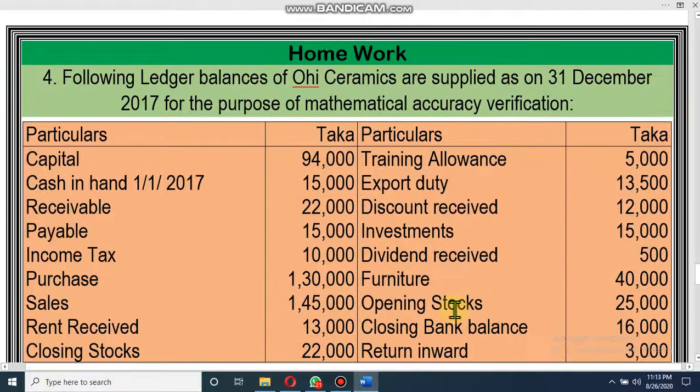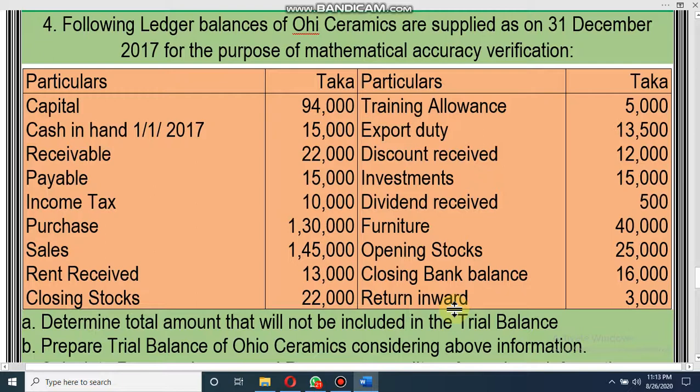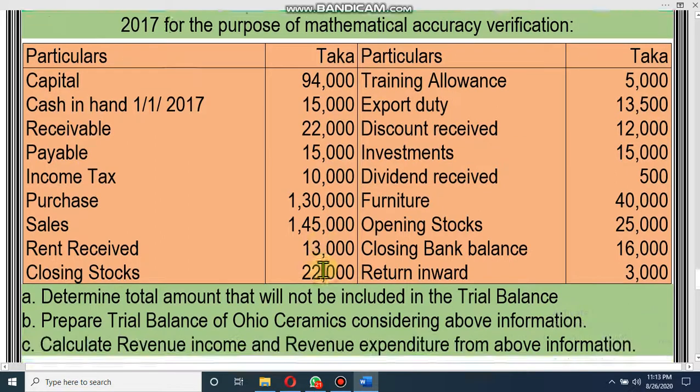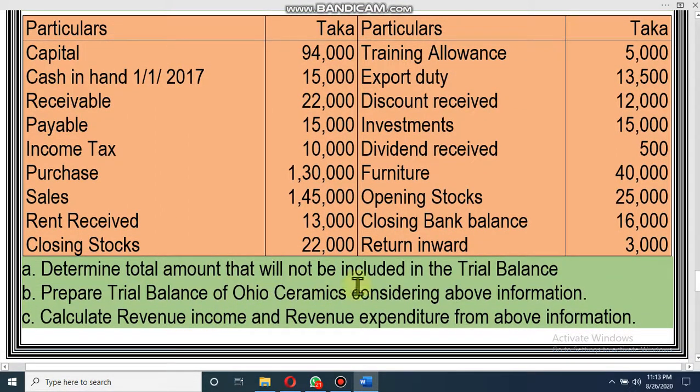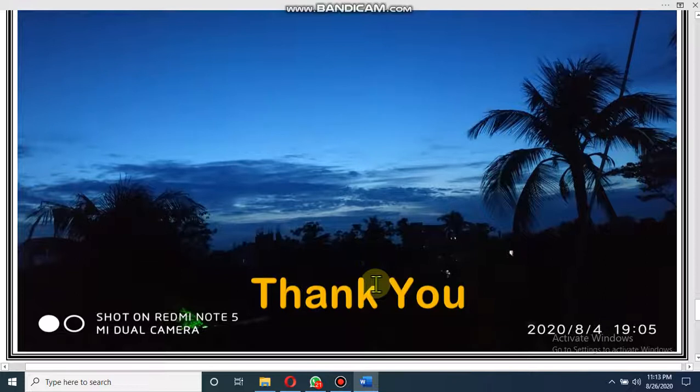Dear student, this is your homework, this is CQC 4 from your books, so you will solve it inshallah. Next class we will discuss this math also. If you have any kind of confusion, of course you will ask me. Dear student, look at here also, the total amount is not included in the trial balance.